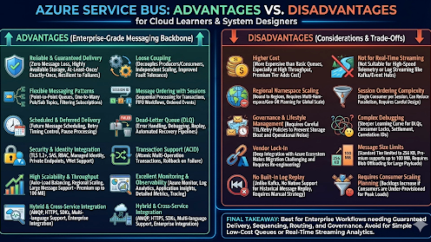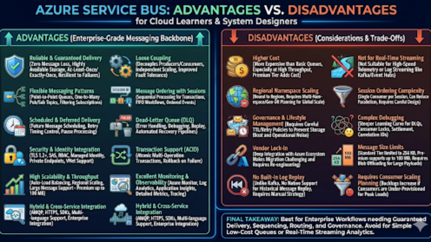4. Message ordering using sessions in distributed messaging. Message order can break workflows. Azure Service Bus solves this using sessions. Messages with the same session ID are delivered sequentially to the same consumer. This is extremely useful for transaction sequences, event replay, FIFO workflows, ordered command execution, or scenarios where state consistency depends on order.